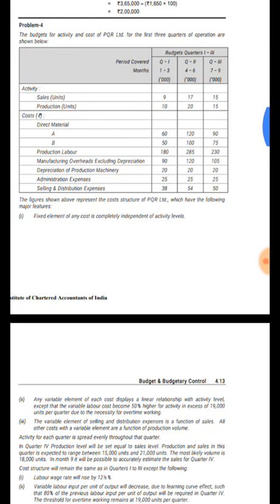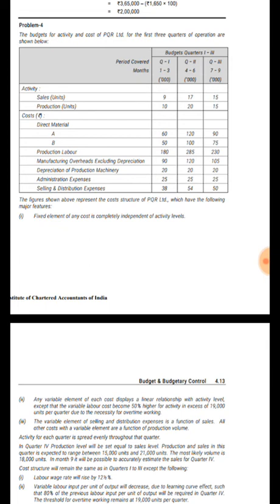Then direct material A 60, 120 and 90, and then B 50, 100, 75. Then production labor is given 180, 285, 230. Manufacturing overhead excluding depreciation is given 90, 120, 105. Depreciation of production machinery is given 20 each. Administration expenses is given 25 each. Then selling and distribution expenses 38, 54, 50 respectively.